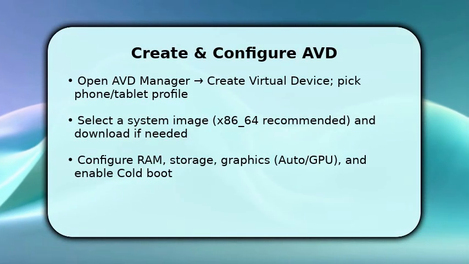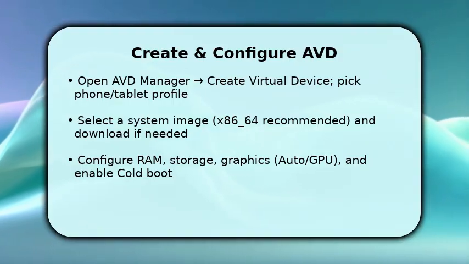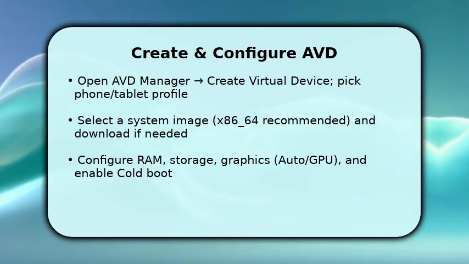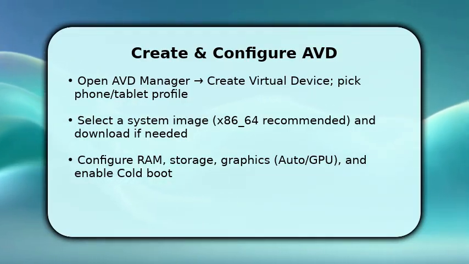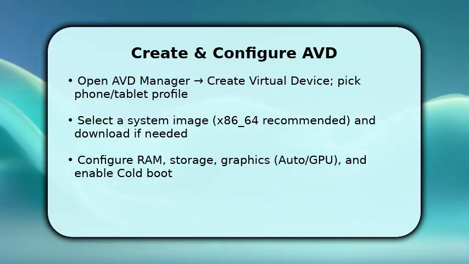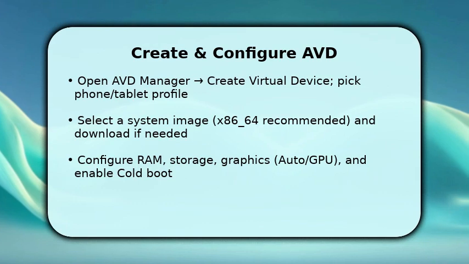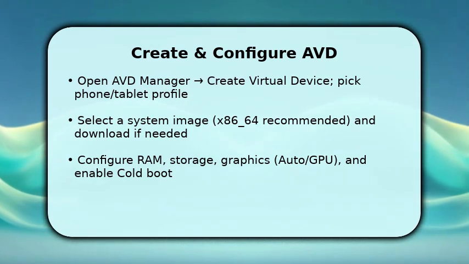Once the SDK and emulator tools are installed, you move to AVD Manager to create your virtual device. You pick a device profile, then select an x86-64 system image for best performance. Download it if missing. After that, customize RAM and internal storage to match your machine. Avoid allocating more than half your physical RAM. Choose graphics, auto or hardware GLES for acceleration. Finally, enable cold boot and save the AVD so you have a reproducible, fast virtual device ready to run.